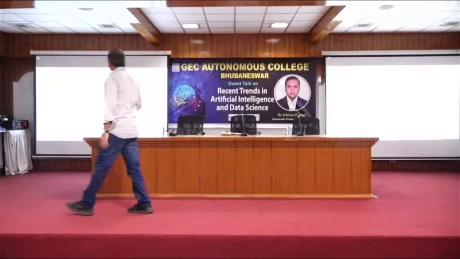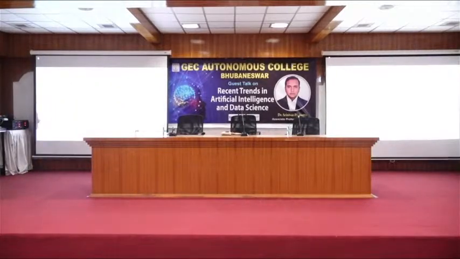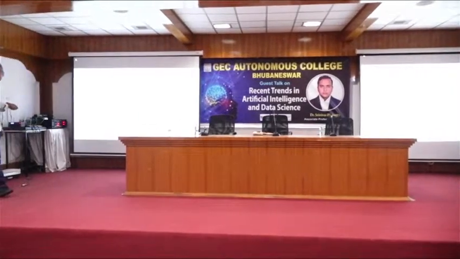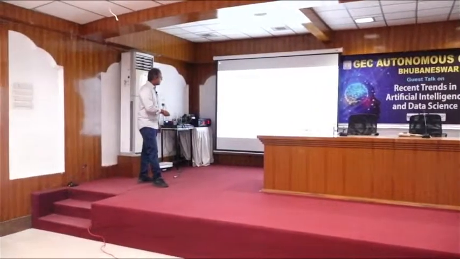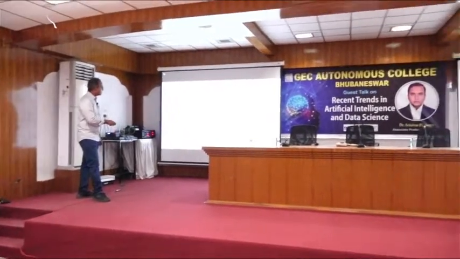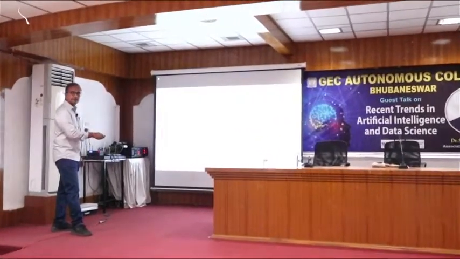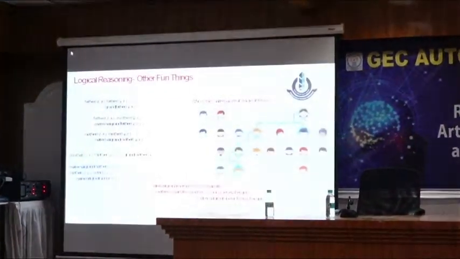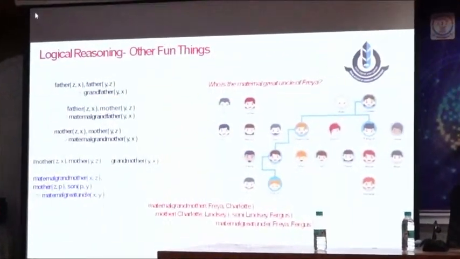So what do I know from these observations? Who is the maternal grandmother of Freya? The mother of Freya is Jo, and the mother of Jo is Charlotte. So can I say that the maternal grandmother of Freya is Charlotte? Yes, I can say that by applying one of the rules here. And what can I also say here? The mother of Charlotte is Lindsay. And the son of Lindsay is Fergus. Yes or no? Yes?